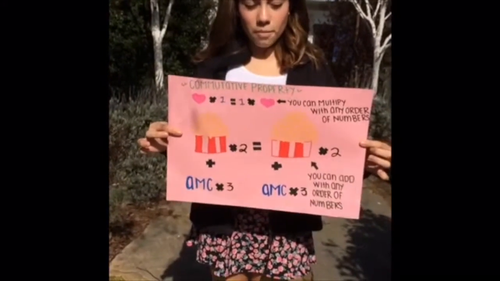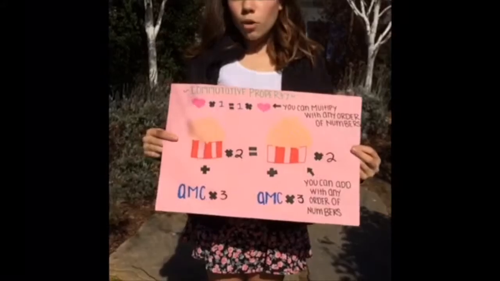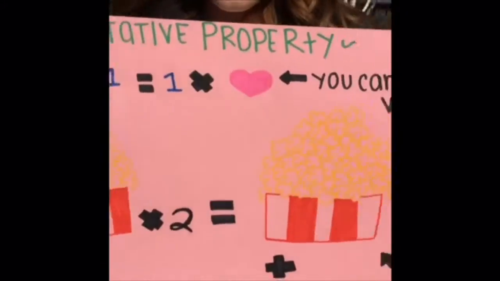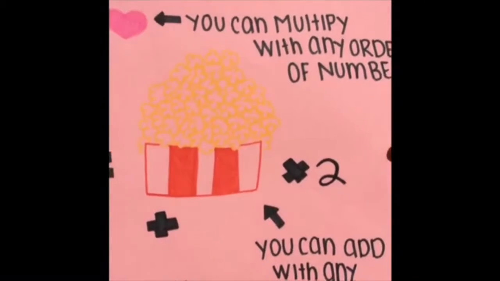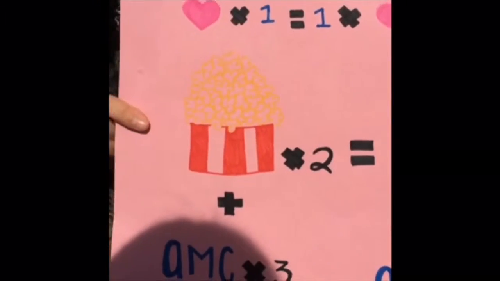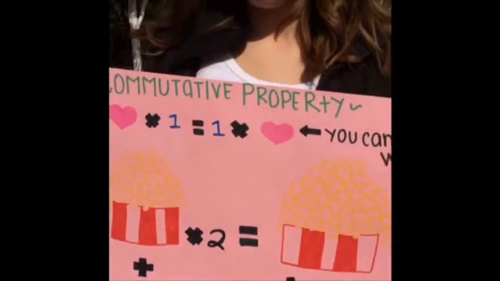I'm doing commutative property. Commutative property is when you multiply in any order of numbers. And in addition of commutative property is also adding numbers in any order.